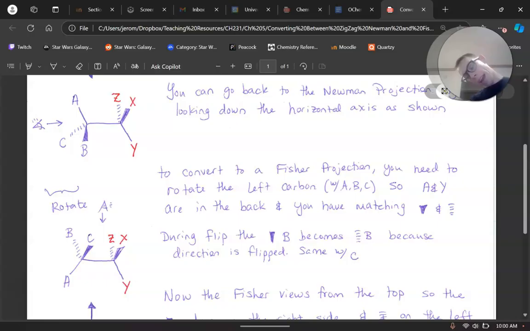The way I have my eyeball, with my eyelashes at the right side, I've defined Y as being at the top. If you look at it the other way, that's totally fine. You'll still get the same stereochemistry and everything.